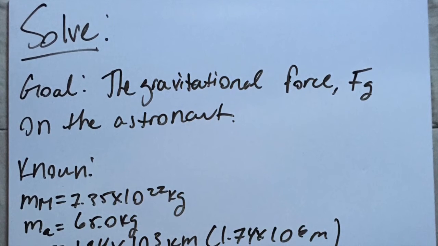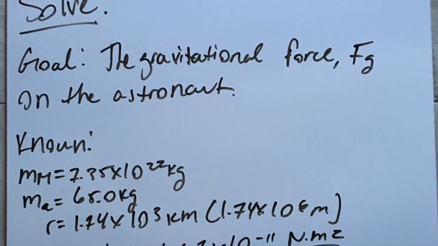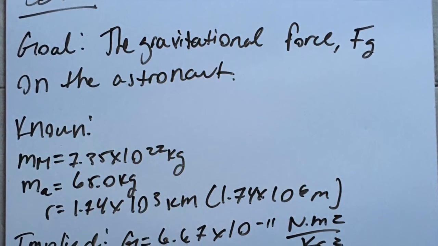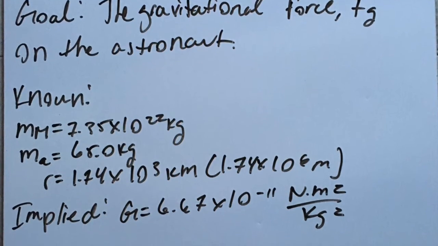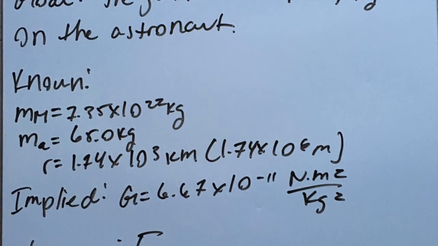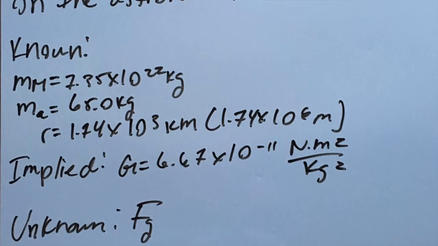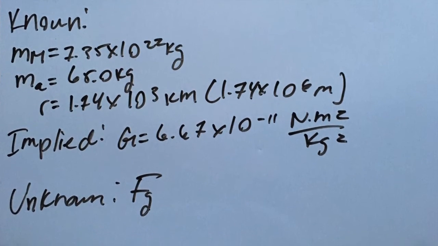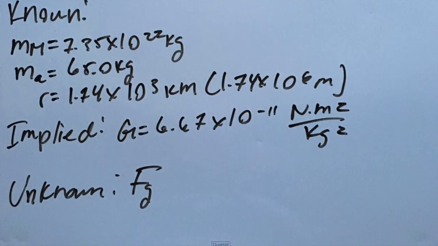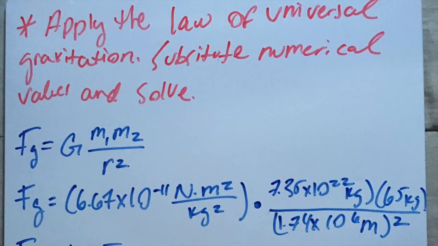So you know that mm is 7.35 times 10 to the power of 22 kilograms, ma equals 65 kilograms, and r equals 1.74 times 10 to the power of 3 kilometers, which is also 1.74 times 10 to the power of 6 meters. And it's implied that G equals 6.67 times 10 to the power of negative 11 newtons meter squared over kilograms squared, and you have to find the unknown, which is Fg. You can now move forward with this strategy.